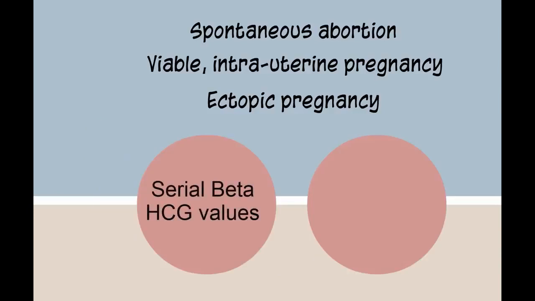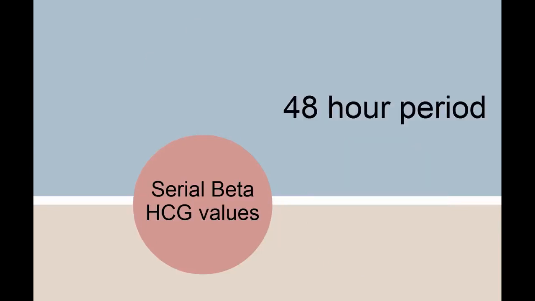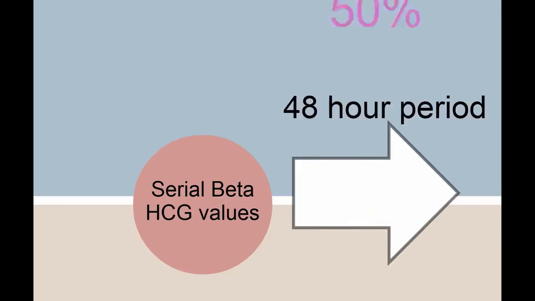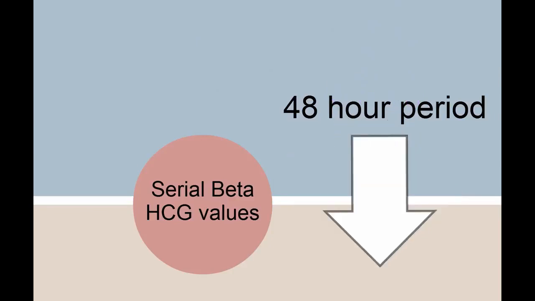Serial beta-HCG values and transvaginal ultrasound tests give us diagnostic information to help us make the diagnosis. Over a 48-hour period, the beta-HCG value should rise at least 50%. If the beta-HCG decreases over a 48-hour period, then the pregnancy is not a viable pregnancy. This could be a spontaneous abortion, or it could still be an ectopic pregnancy.